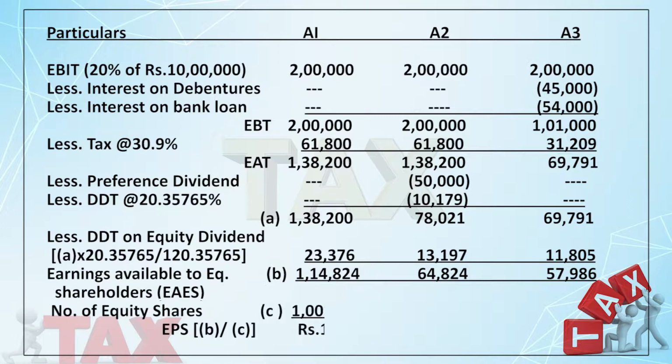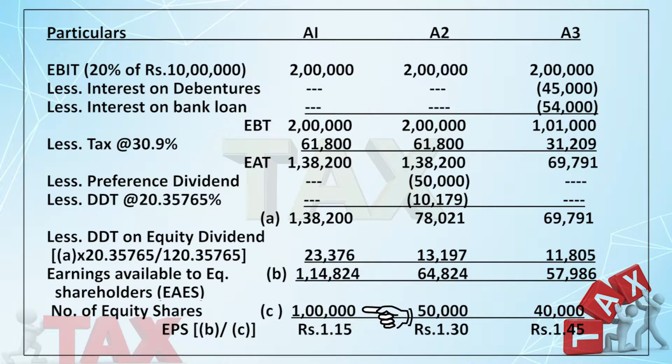Now, in the three cases, there are different numbers of equity shares. In the first case, equity shares of 10 lakhs divided by 10 is 1 lakh. In the second case, 5 lakhs divided by 10 is 50,000. In the third case, 4 lakhs divided by 10 is 40,000. So this is divided by 1 lakh, 50,000 and 40,000. And you know that EPS is the earning available to equity shareholders divided by the number of equity shares.